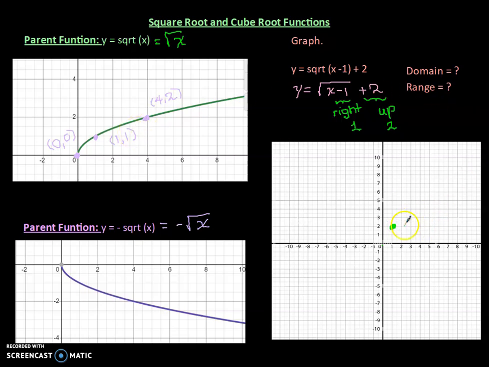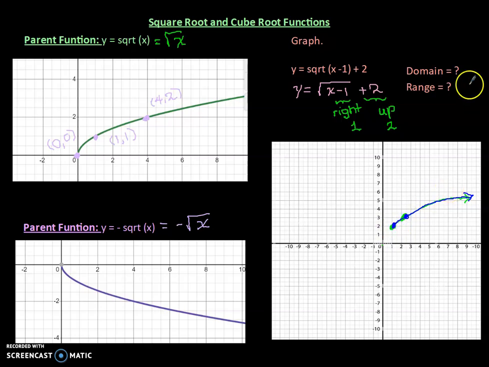And instead of (1, 1), which is right here, I will go right 1, up 2. And instead of (4, 2), I'm going to go to the right 1 and up 2. So that'll be my graph. Just keep in mind, I do not graph well with these. So just kind of keep that in mind.